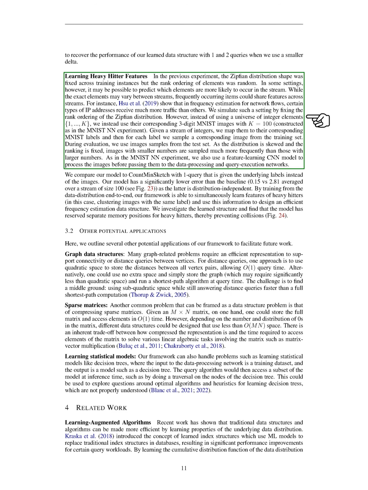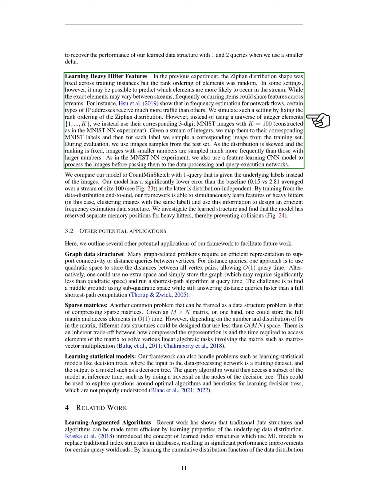In another experiment, we fix the rank order of the Zipfian distribution while allowing the elements to vary. We simulate a scenario where certain items are more likely to appear, using 3-digit MNIST images instead of integers. We map integer streams to their corresponding MNIST labels and sample images accordingly. During evaluation, we use images from the test set. Since the distribution is skewed, smaller numbers are sampled more often.